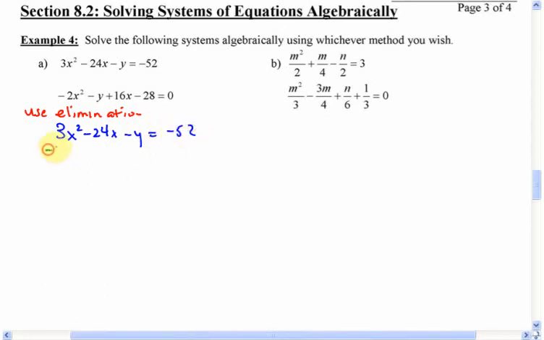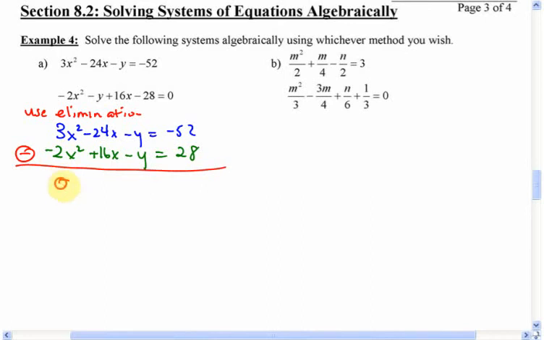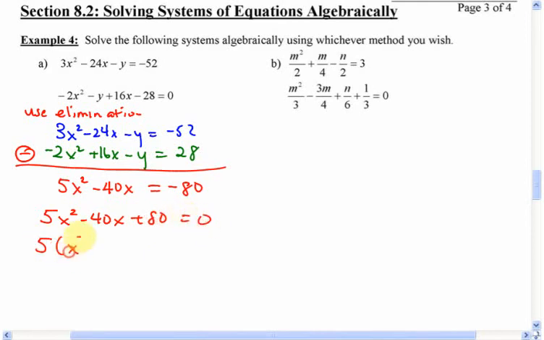Notice how I'm using elimination for this one, and I'm lining up all the terms underneath. I just find that a little bit nicer to deal with, and then it's easier for me to decide if I should add or subtract. I think in this case I will subtract. So we have 5x squared minus 40x equals negative 80, I believe. Yep. We'll bring all the terms to one side, and I see that there's a factor of 5. Let's do that. 80 divided by 5 is 16.